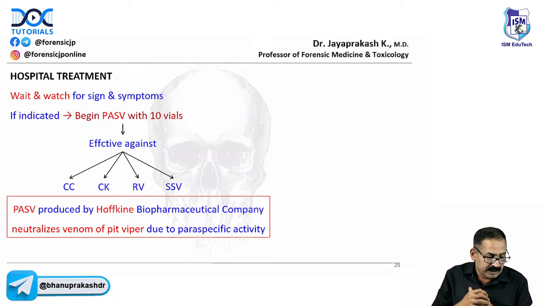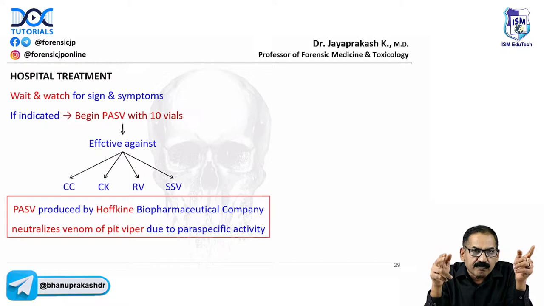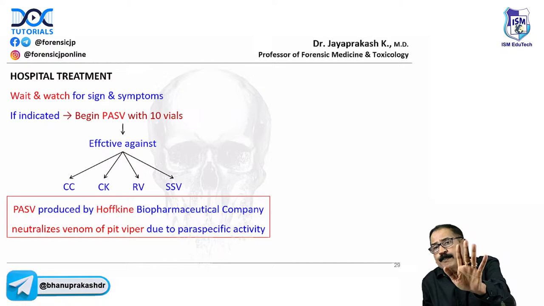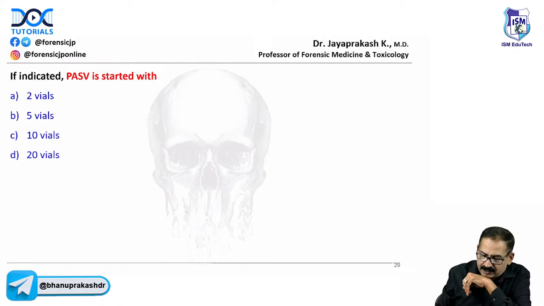Important point: polyvalent anti-snake venom produced by Haffkine Biopharmaceutical Company neutralizes the venom of pit viper due to para-specific activity. This is an important point. Note it down. I will show you the question, then you will understand. If indicated, ASV should be started with 10 vials.